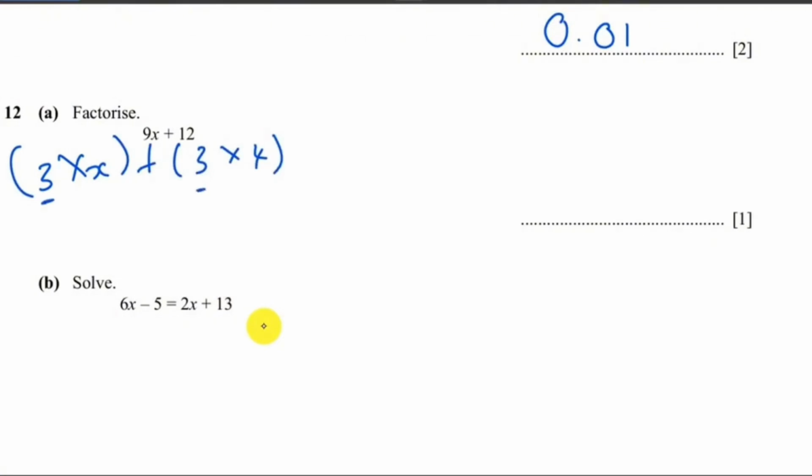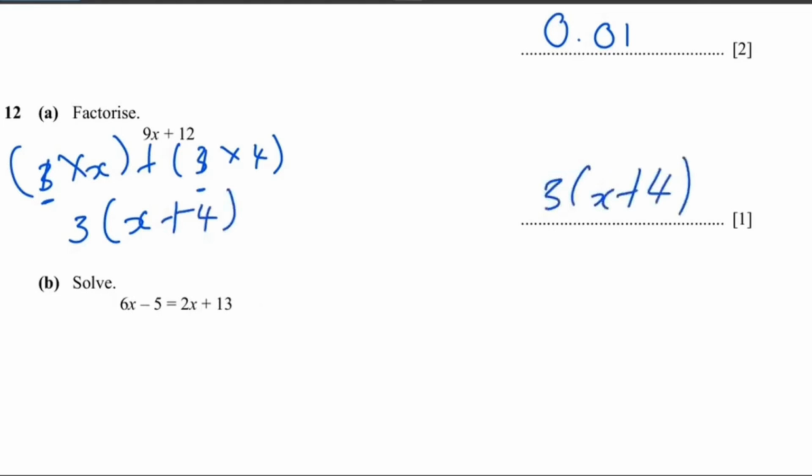So we factor out the 3 first, and then we add the remaining factors. That's how we factorize. We take out the common factors, put it outside of the bracket, and inside the bracket, we add the remaining factors. Here we've got x plus 4. So our answer will be 3 bracket x plus 4. The next question says, solve 6x minus 5 equals 2x plus 13.